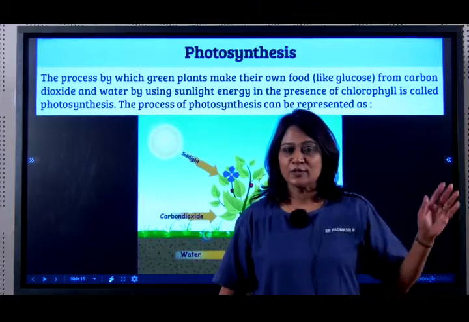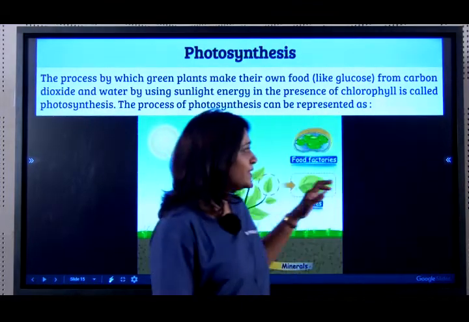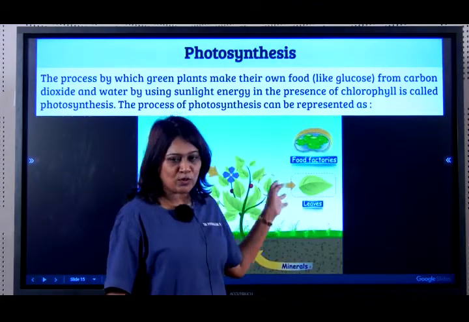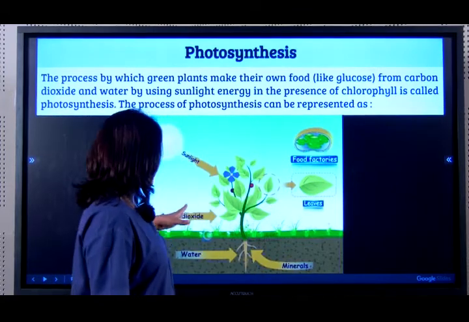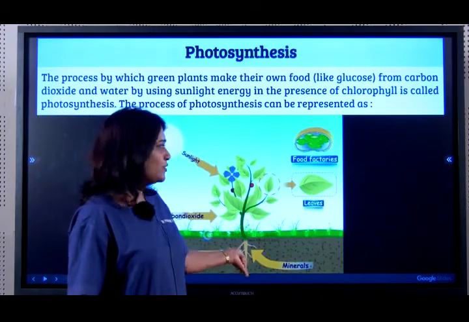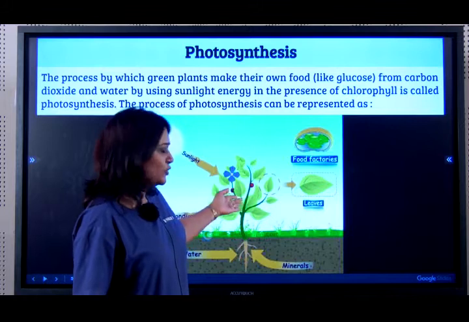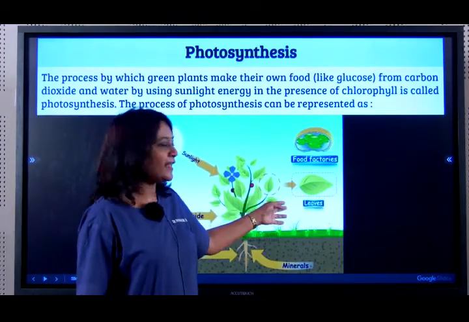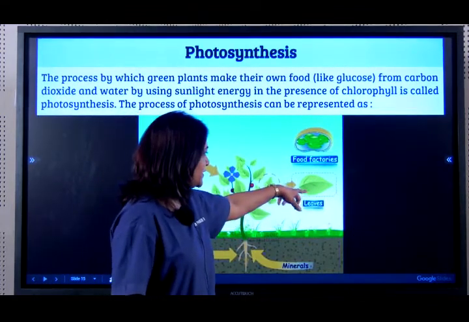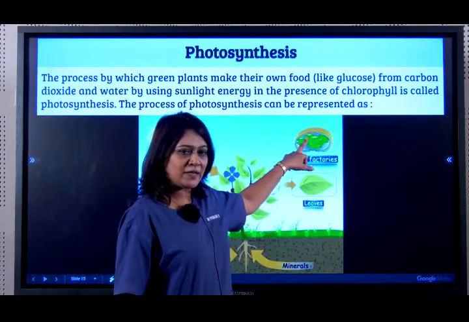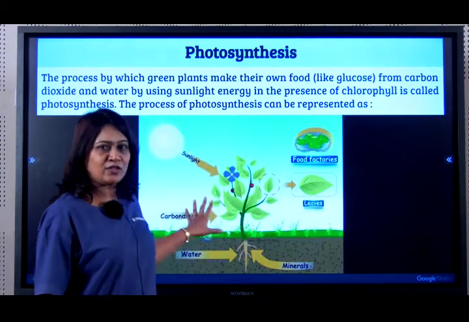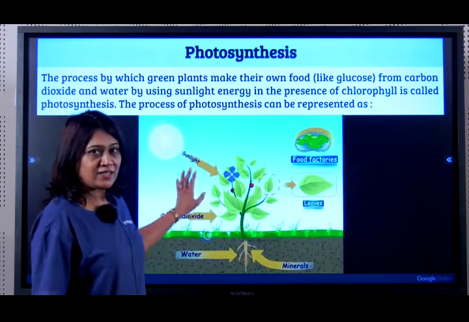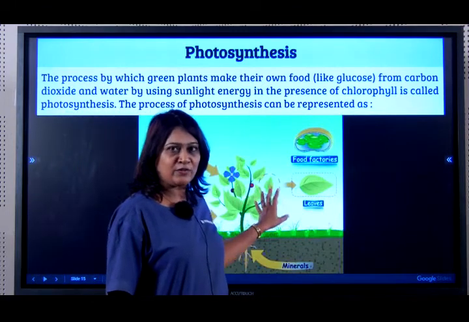So this process by which the plants can make their own food, that is glucose, from carbon dioxide as well as from sunlight, in the presence of water, converts it into glucose with the help of chlorophyll, which is present in the leaves, and these are the chloroplasts. This entire thing is called photosynthesis. This is a very, very important slide for you to remember.